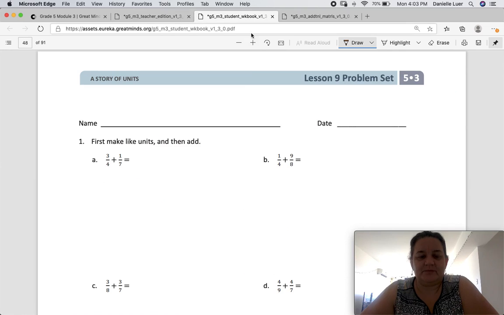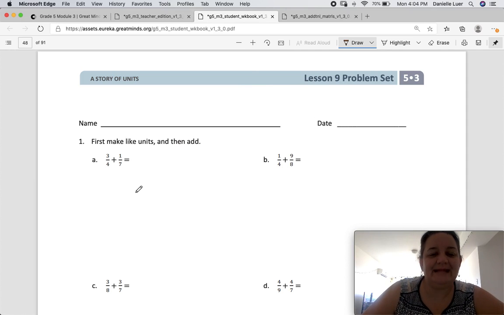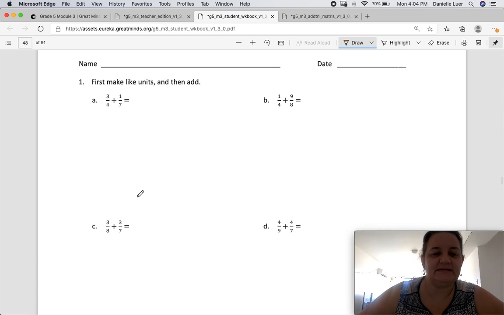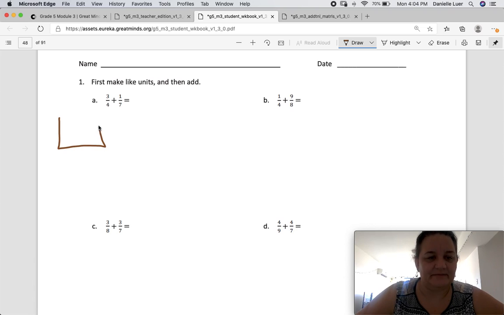So please open up your Learn book, Lesson 9, problem set. What we're going to do is make like units and then add. For the first one, let's do it how we have been doing it with our area model, and I want to create a common denominator.